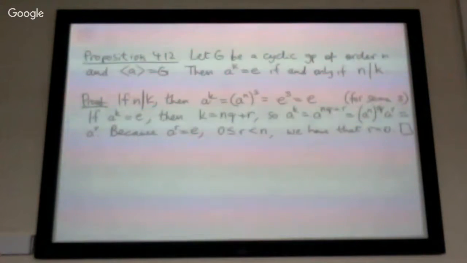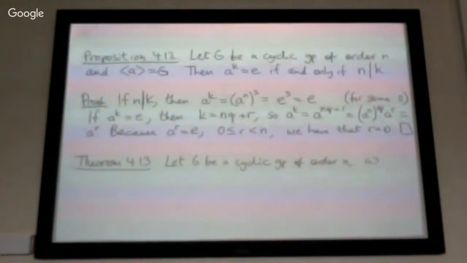We don't have to do so much about the complement. What we need to do, however, because this is important, is Theorem 4.13. So if we have a cyclic group of order n, and again, a generates the group.